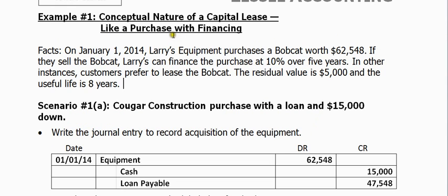Like with my other lecture notes, let me scroll a little bit here so you can see example 1. We're going to have the same fact set, or same setup, and then we're going to follow that through the lecture note. So Larry's Equipment purchases a Bobcat worth $62,548. Larry's can finance the purchase at 10% over 5 years, so they're just going to get a 10% loan. The residual value is $5,000, useful life is 8 years. So we're just going to show the accounting for purchasing the equipment, accruing interest expense, and depreciating it.